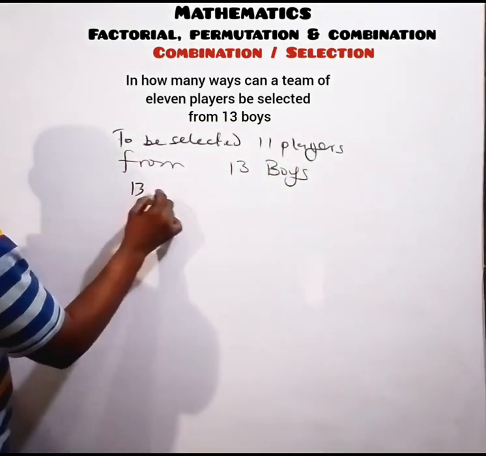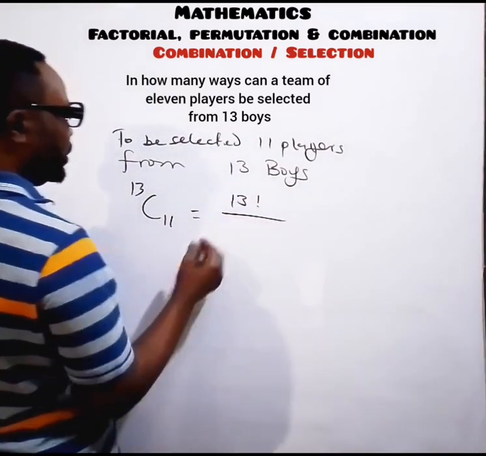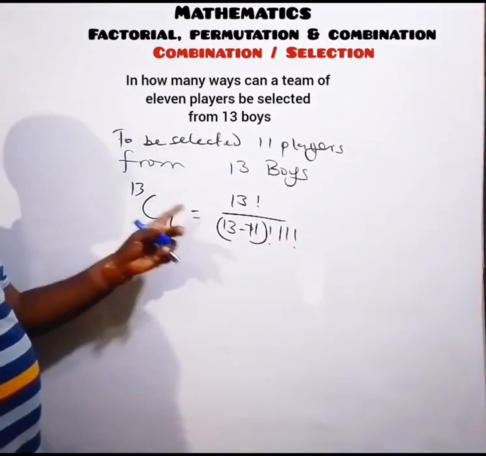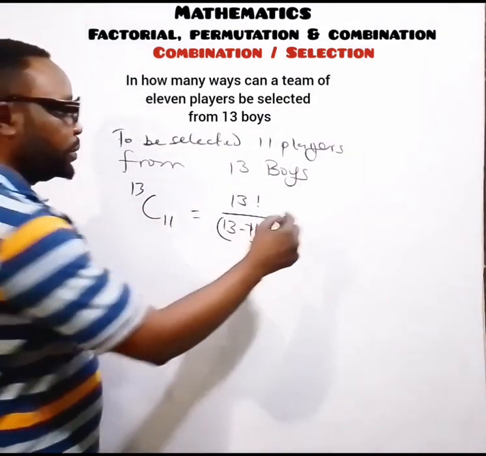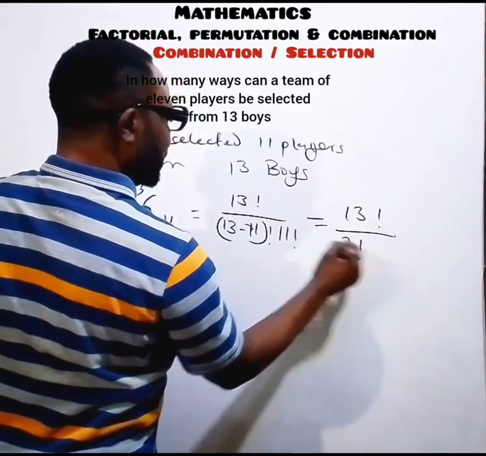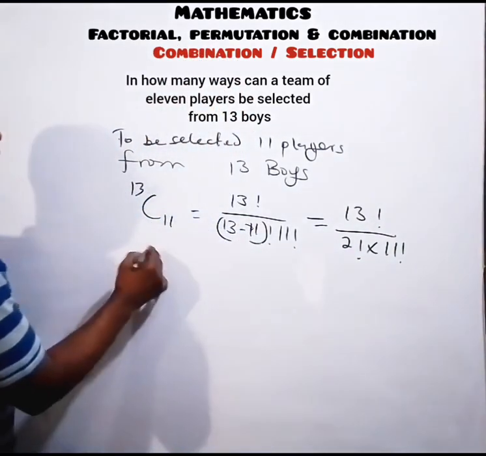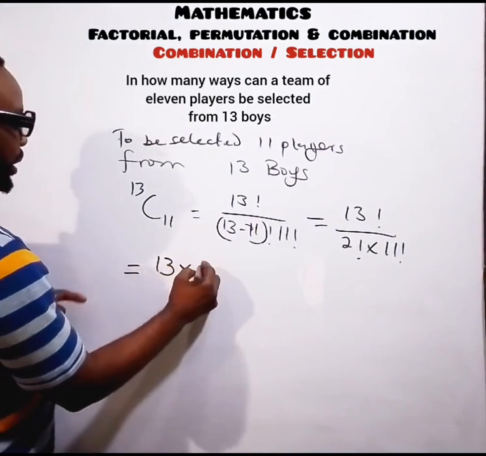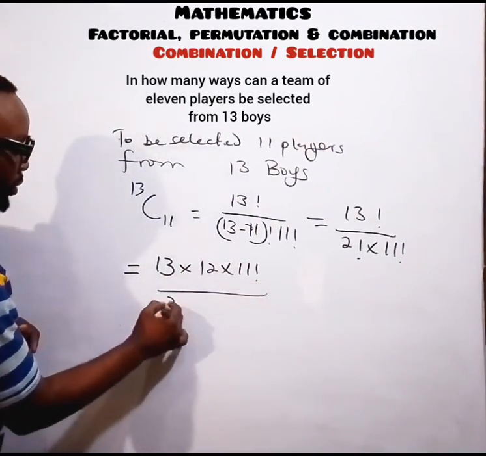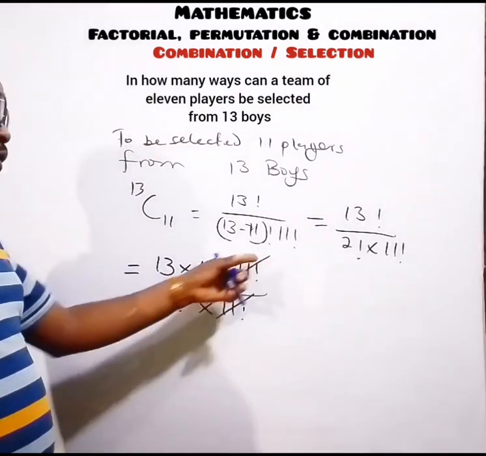So we are going to have 13 combination 11, which is equal to 13 factorial all over 13 minus 11 factorial, 11 factorial. Don't forget the formula for combination. That is 13 factorial all over 2 factorial, since 13 minus 11 gives us 2, then multiplied by 11 factorial. It is going to eventually give us 13 multiplied by 12 times 11 factorial all over 2 factorial multiplied by 11 factorial. We can cancel the 11 factorial.